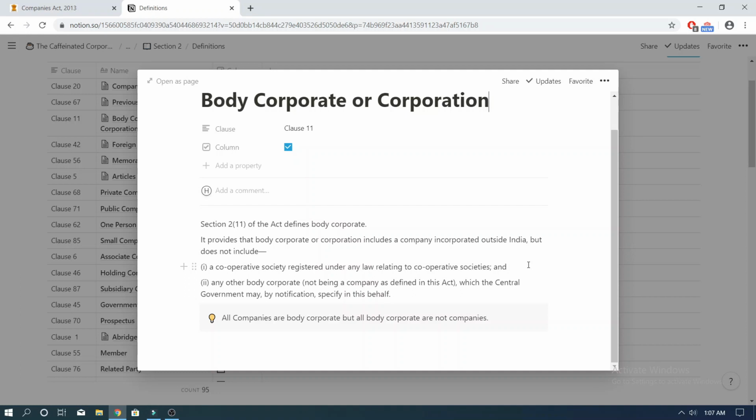Now let's shift our focus to what is not included in the definition. So clause 11 says that a cooperative society registered under any law relating to cooperative societies would be excluded. And secondly, the central government may also, by notification, exclude any body corporate from the definition of body corporate. However, the central government cannot exclude a company which is defined as per the Companies Act 2013 from the definition of body corporate. An interesting point to note is that all companies are body corporates, but not all body corporates are companies. Why is that so?